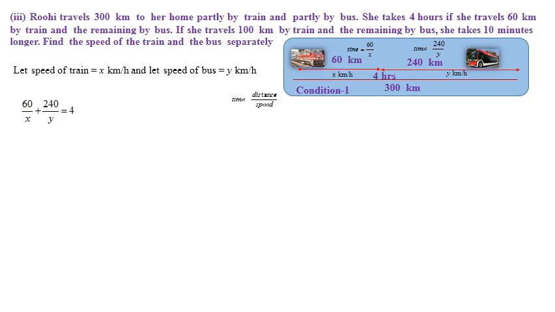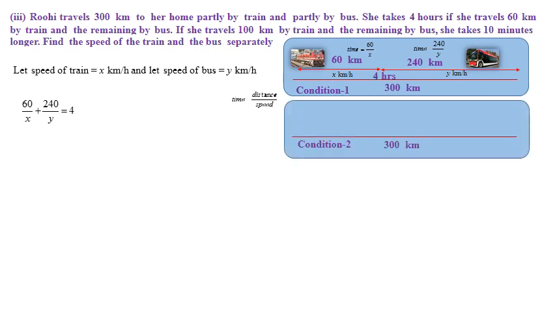60 by x plus 240 by y is equal to 4 hours. Move on to the second condition. Here also she traveled 300 kilometers, but the difference is that she travels 100 kilometers by train. So 100 kilometers by train she is traveling. The balance she is traveling by bus. That is 300, 100 going means you will get 200.